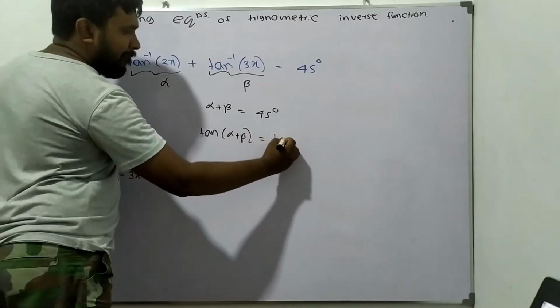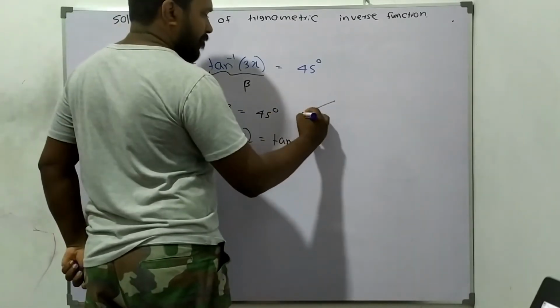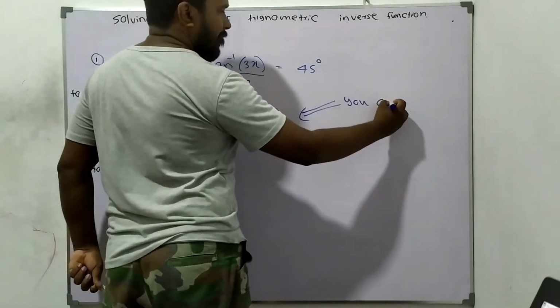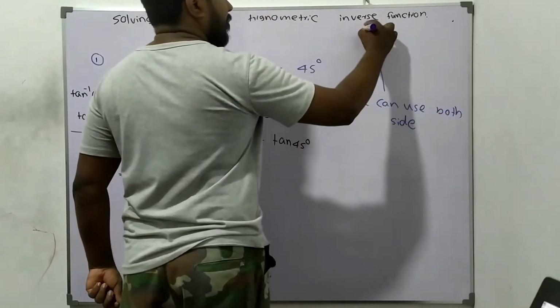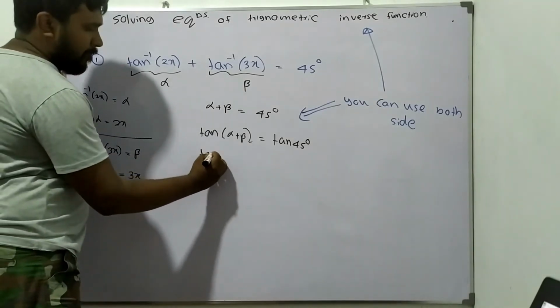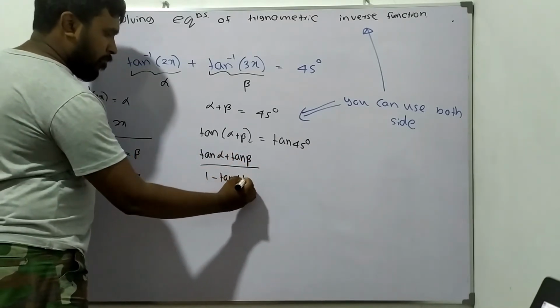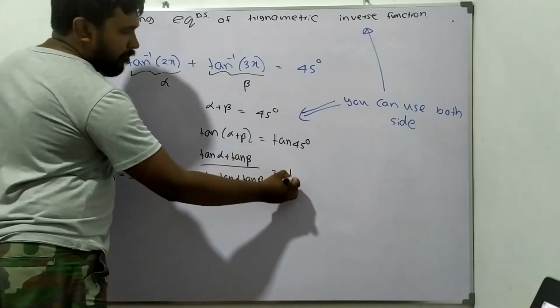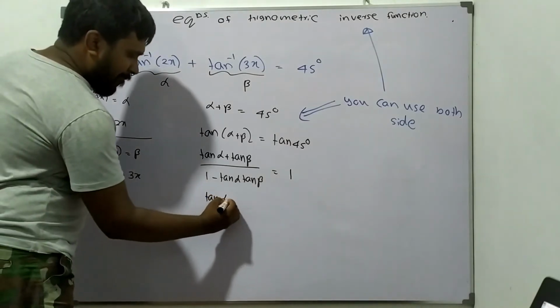The difference between solving inverse function equations and proving them: in the previous case we started from the left hand side. Now for solving equations we can use both sides. So that is the difference between solving equations and proving equations. Tan alpha plus tan beta over 1 minus tan alpha tan beta equals 1. So for solving an equation, you just need to find the values of x.